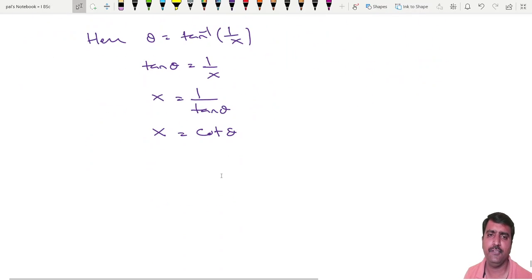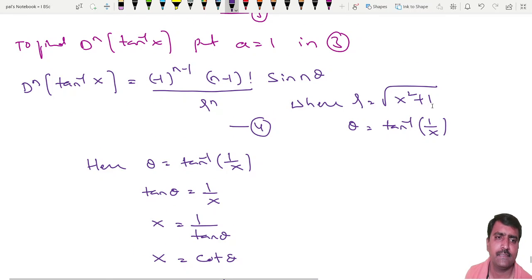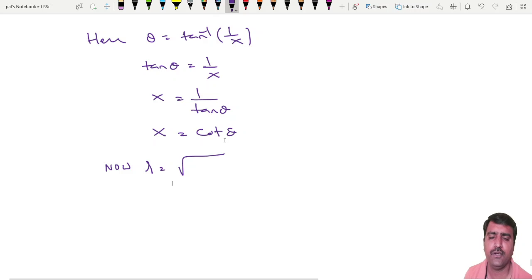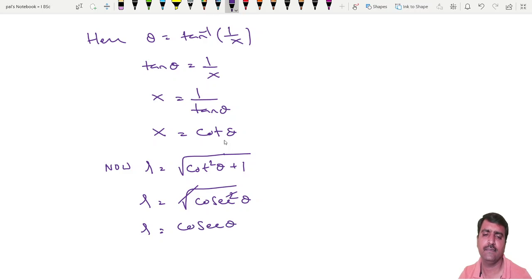So put this value in r. Now what is r? The r value is square root of x squared plus 1. So x is cot theta, so cot squared theta plus 1. So r is equal to square root of 1 plus cot squared theta, which can be written as cosecant squared theta. So r is equal to root and square cancel, r is equal to cosecant theta.